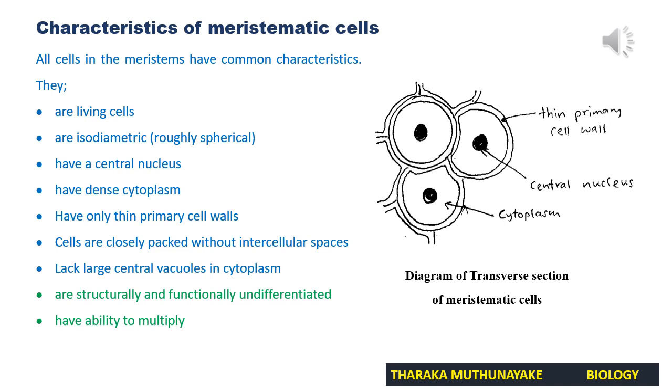Meristems do not possess large vacuoles. They have dense cytoplasm without vacuoles. In the center, it has a large nucleus. Those are the structural features.